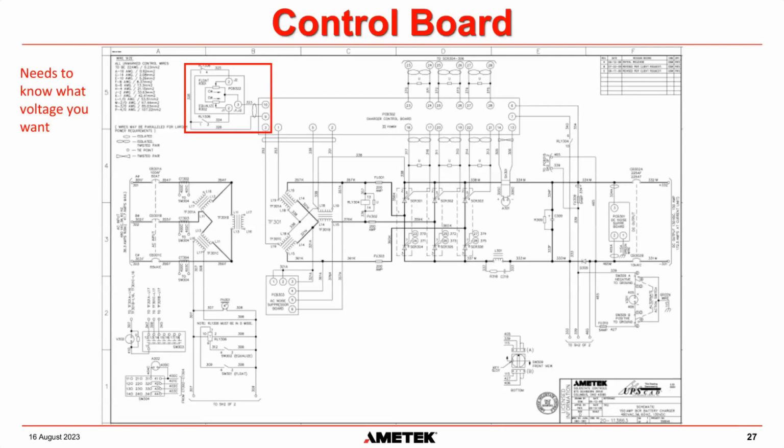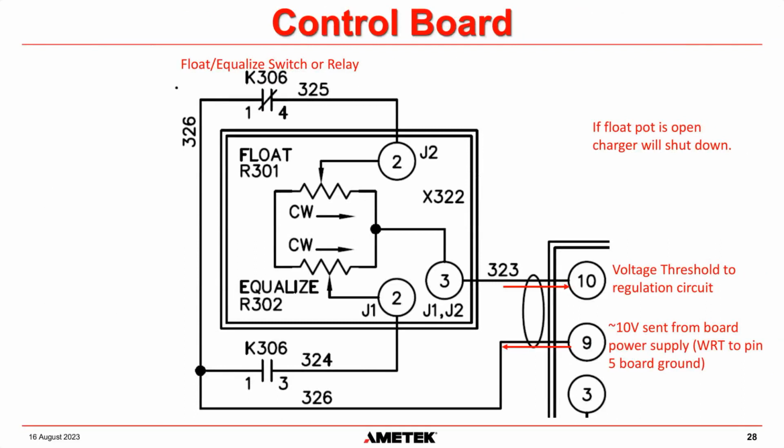And if you have wet cells, then you want to be able to equalize them. So that circuit on the top left-hand corner that I've boxed in is where our float and equalize pot is. And here it is, a zoomed in picture of it. So K306, the contact K306, you can see it at the top and the bottom. So K306, one set of contacts, and K306, the other set of contacts. Okay.